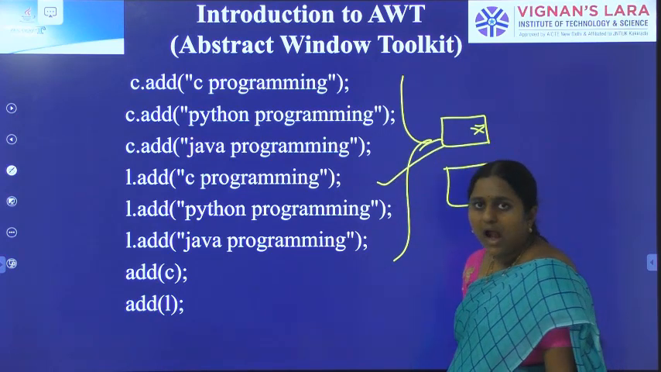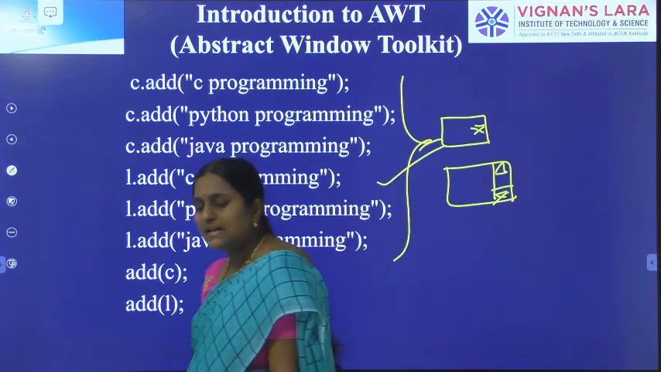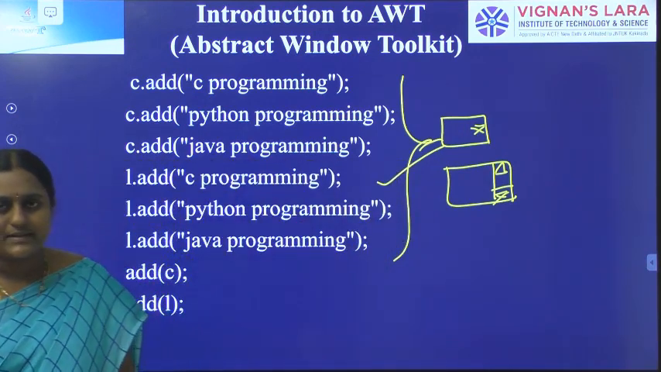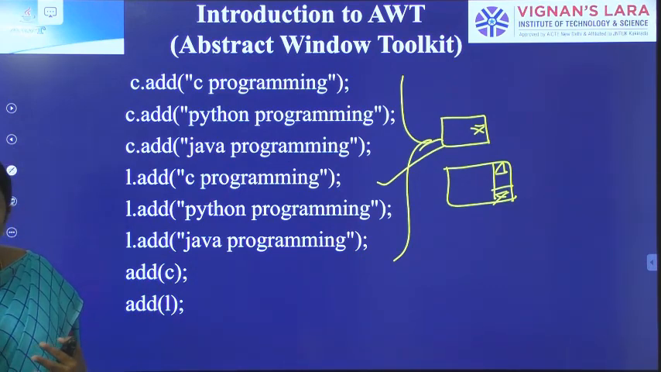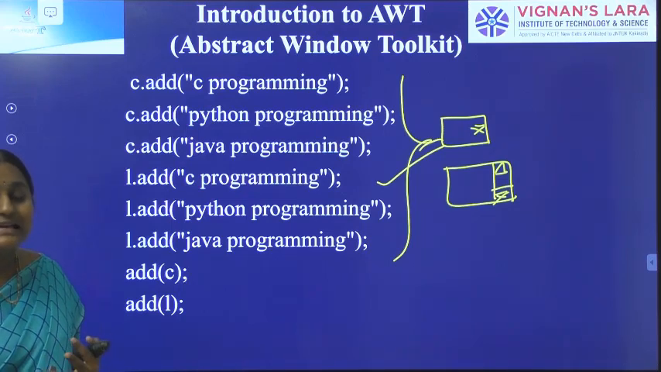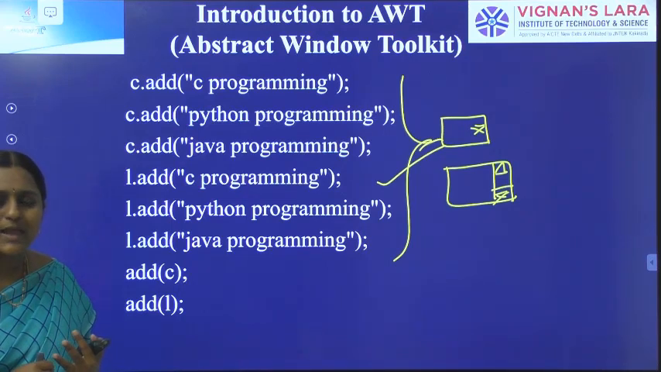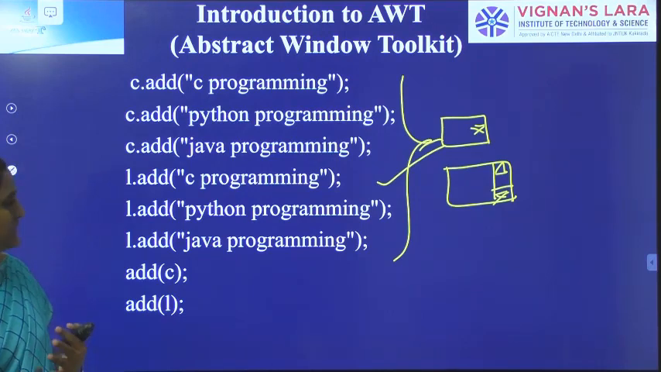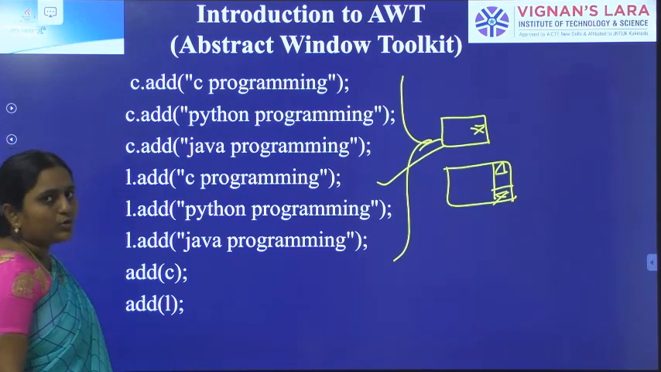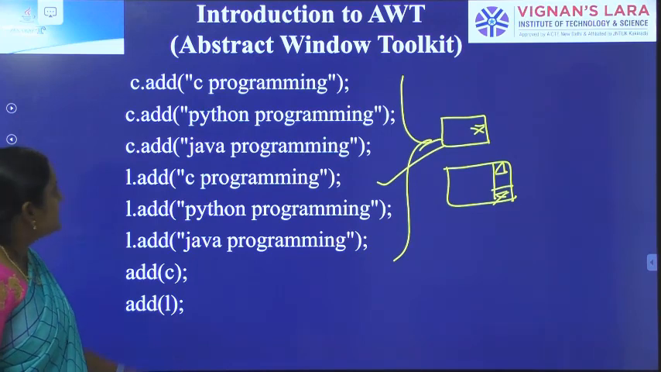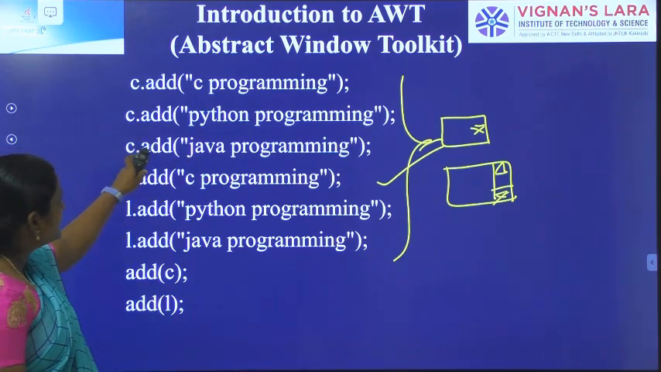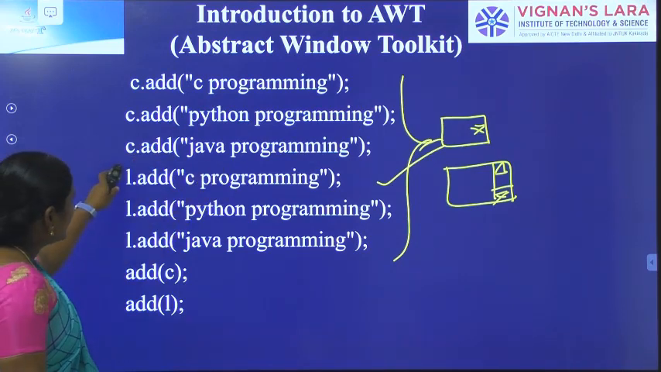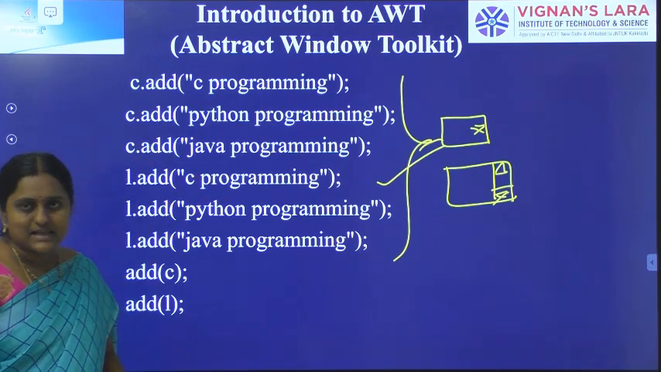So how do we add items or elements in the choice and list? By using the add method. With the help of a choice class object, we have to add those elements in the choice. With the help of a list class object, we have to add items in the list. First, we add choice elements by using the add method. C.add C programming. Next, C.add Python programming. Next, C.add Java programming. Let us take the subjects as an example.